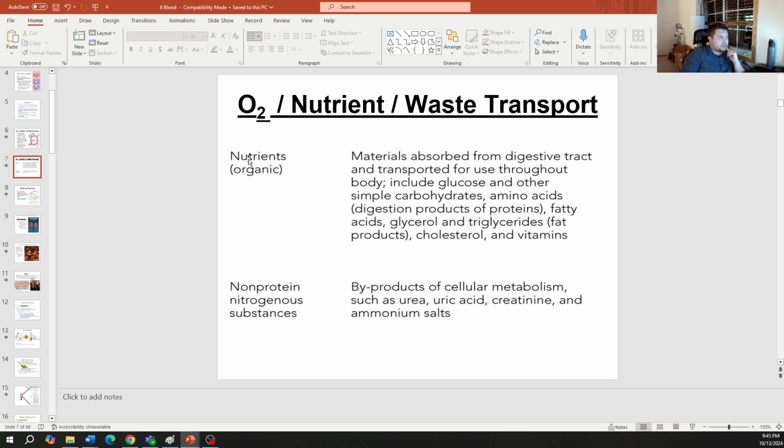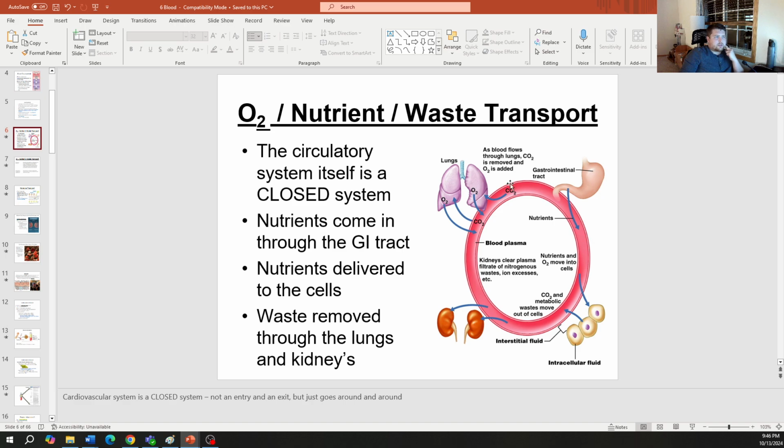We have organic nutrients. There's carbohydrates, amino acids, proteins, which we've talked about already. There's fats, cholesterol, vitamins, all that kind of good stuff. We also have non-protein nitrogenous substances, a lot of this again stemming from amino acids, from our proteins: urea, uric acid, creatine, and ammonium salts. This slide isn't super important as far as test material goes. Don't worry too much about this specifically. Know that it's a closed system, and where the nutrients come in and where the waste goes out.